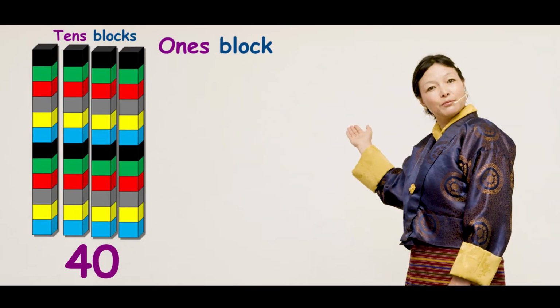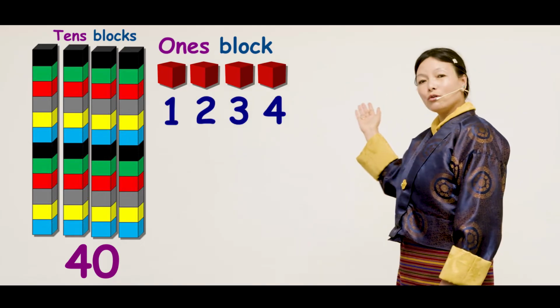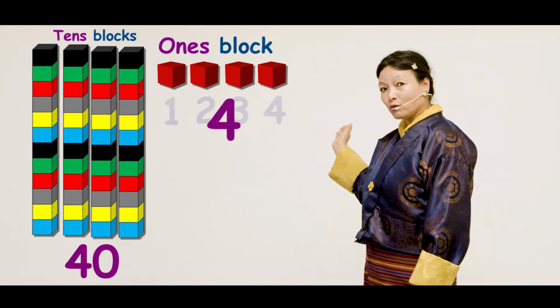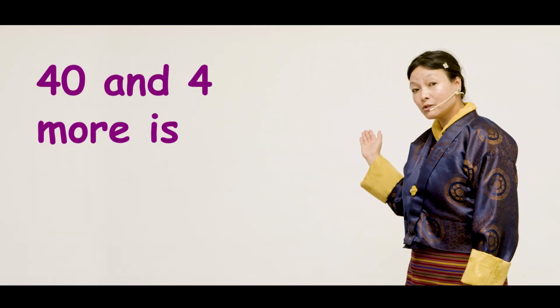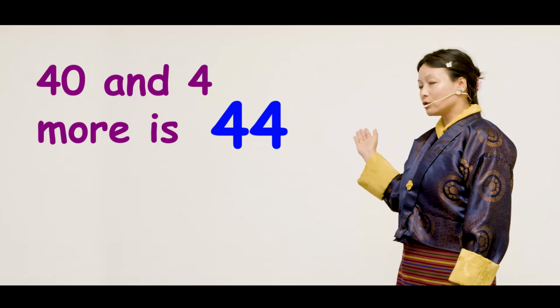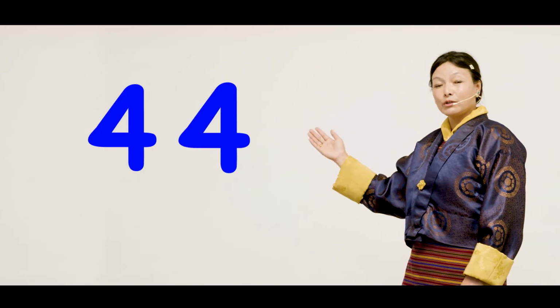Then how many ones blocks are there? Count 1, 2, 3, 4. How many ones blocks? 4. So here 40 and 4 more is 44. So how do we write 44? 4, 4, 44.